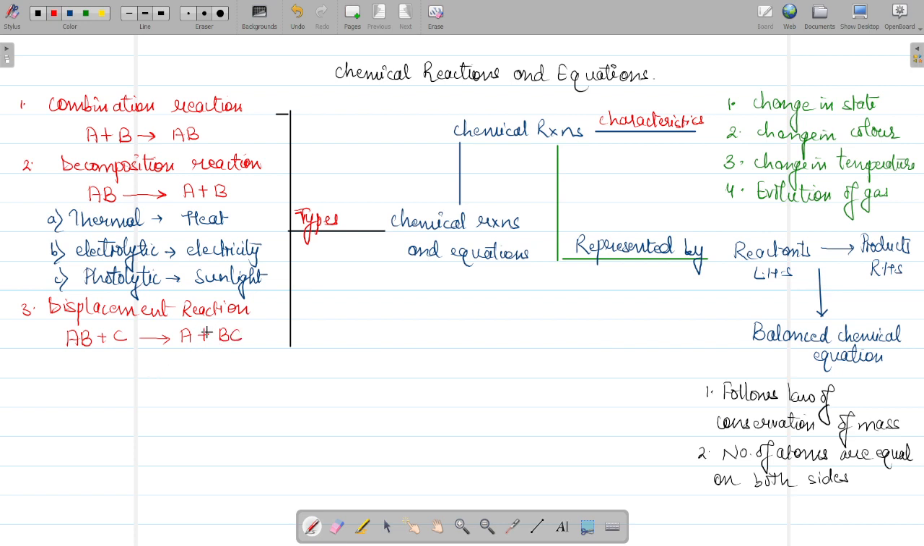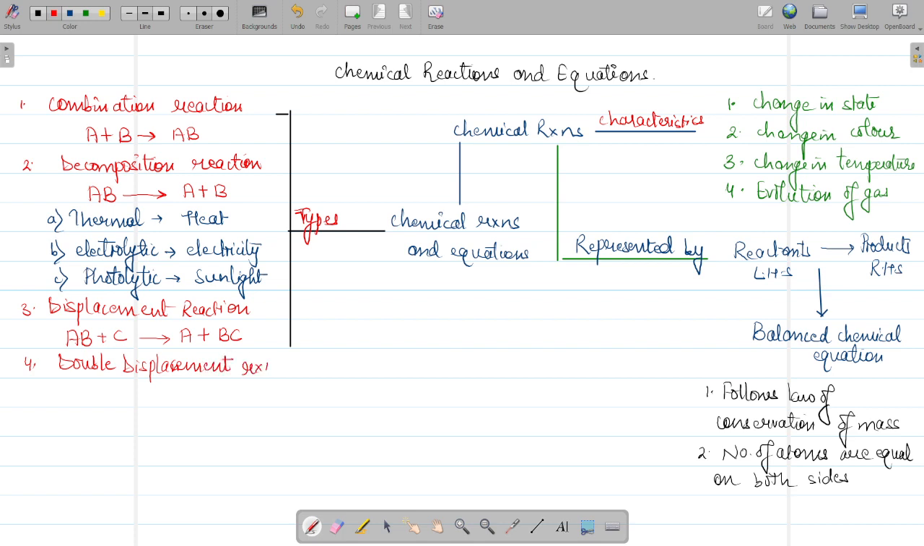Now over here, the key concept for the displacement reaction is the reactivity series of the metals. It means the metal which is more reactive is going to displace the less reactive one. Now, the second one is the double displacement.